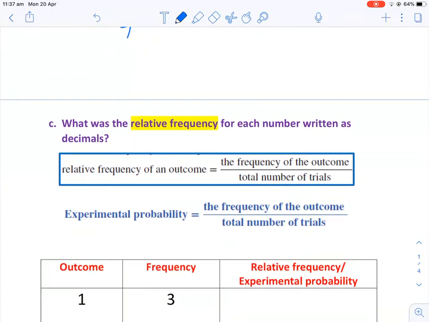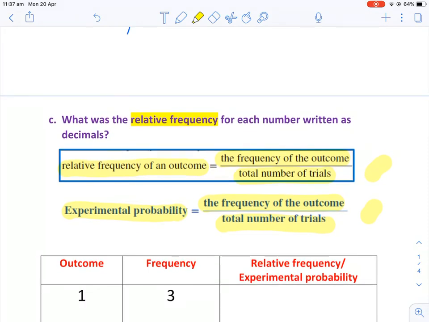C. What was the relative frequency for each number, written as a decimal? In probability, to find the relative frequency of an outcome, or what we call experimental probability, it is equal to the frequency of the outcome divided by the total number of trials. So these two formulas are the same.